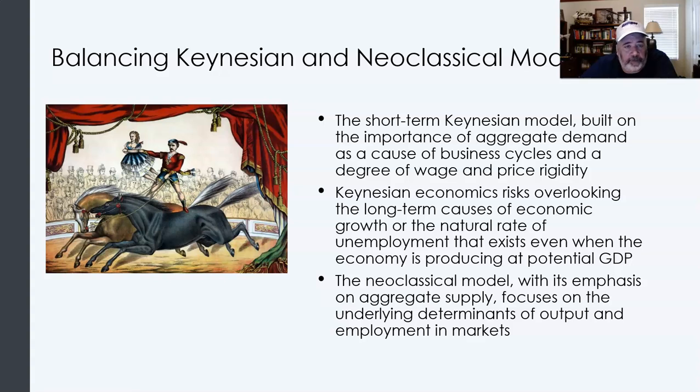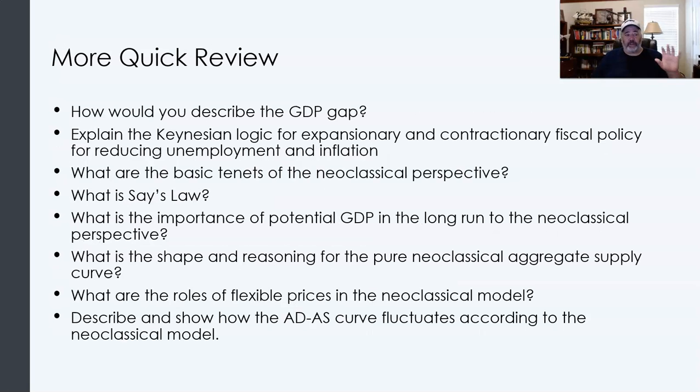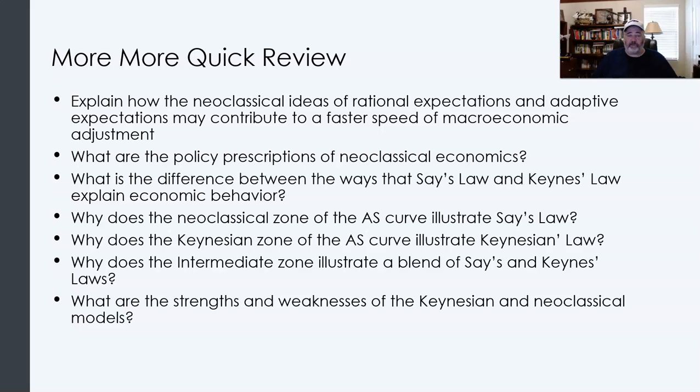The short-term Keynesian model is built on this idea that aggregate demand causes business cycles and causes prices and wages to be rigid. But they risk overlooking the long-term causes of economic growth and the natural rate of unemployment. All right, so that's the neoclassical contribution to Keynesian economics, adding this long-run view of things. And the neoclassical model emphasizes aggregate supply, focused on the underlying determinants of output and employment in the markets. Okay, and that pretty much says it all right there. So there's 3 pages of review. You definitely want to be able to look at that and have some idea of those questions.